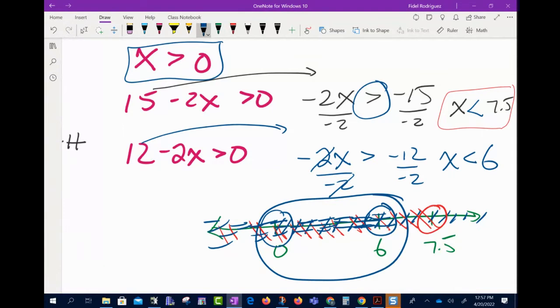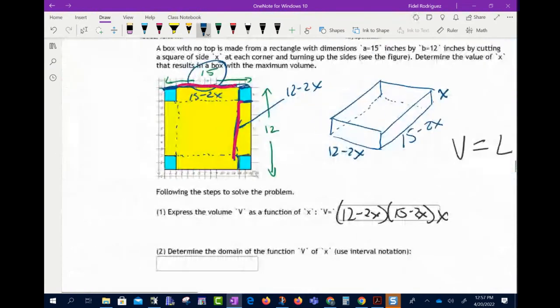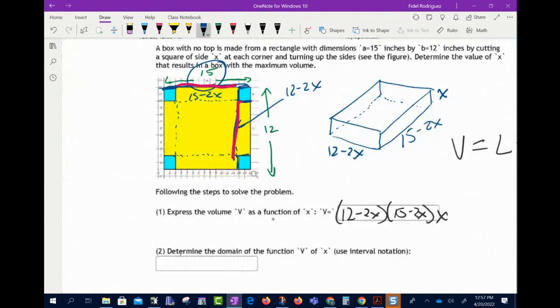Okay, so look, yeah, it's messy, right? But the nice thing about this is all you're doing now is looking for your overlap. So we're looking for everything between 0 and 6. It says use interval notation. Interval notation, y'all, looks like that, from 0 to 6.